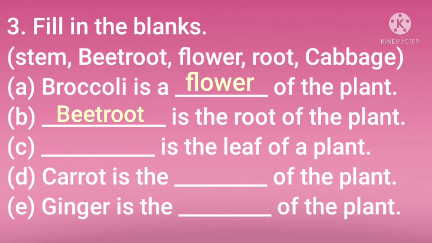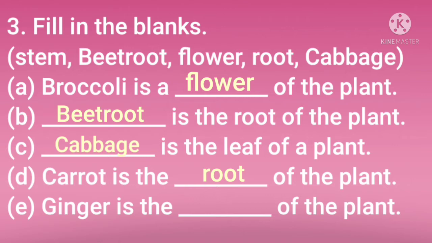Number C. Dash is the leaf of a plant. It will be cabbage. Cabbage is the leaf of a plant. Number D. Carrot is the dash of the plant. It will be root. Carrot is the root of the plant.